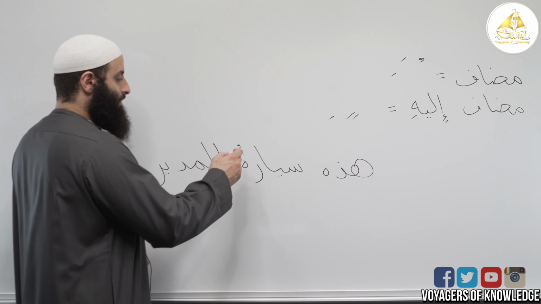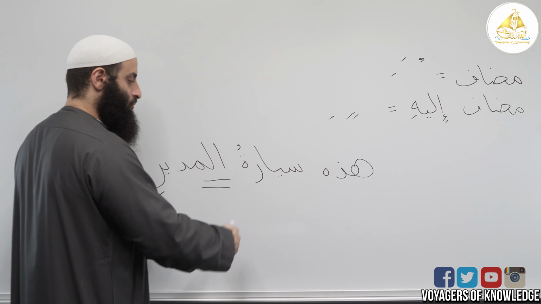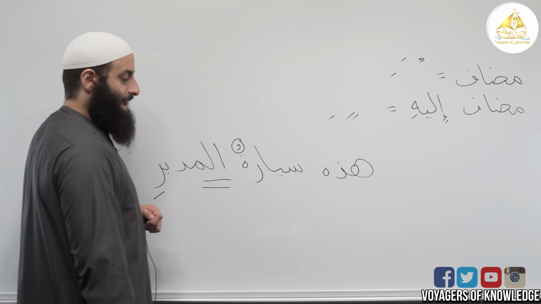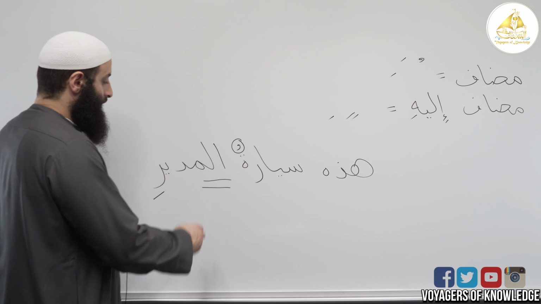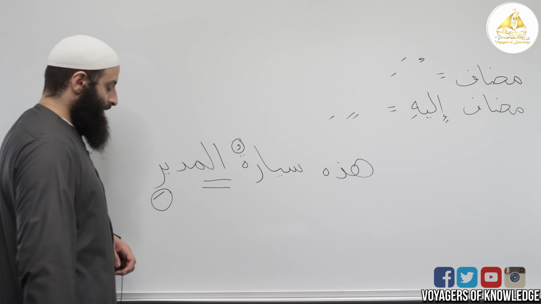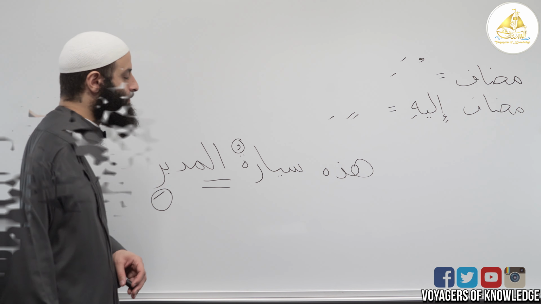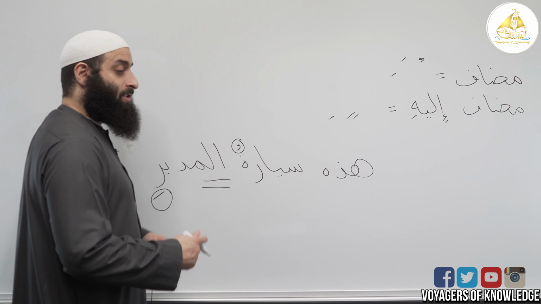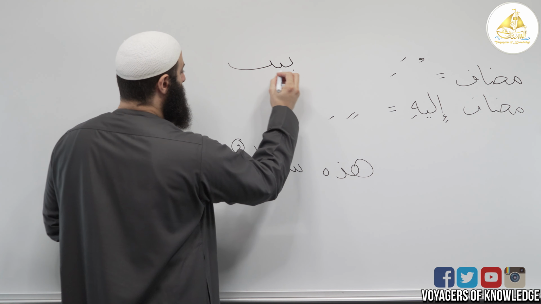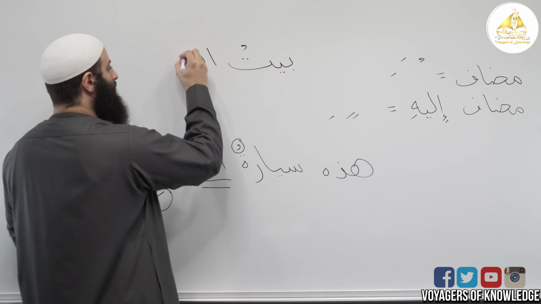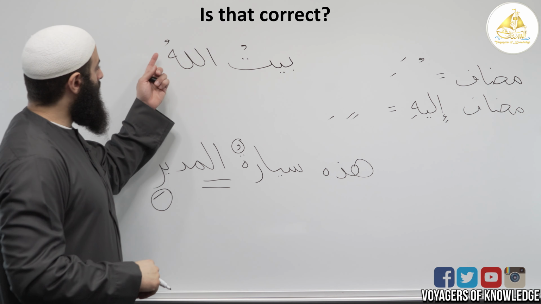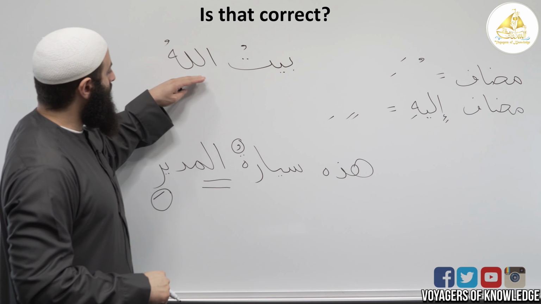So the first step to finding out mudaf and mudafun ilayh, it's two words, or two parts I should say. The first word will not have tanween. The second one will usually have alif and lam, and it will end in kasra. Now, for example, the easiest one to remember, Baytu Allah. Baytullahu? No, because actually I said that backwards.